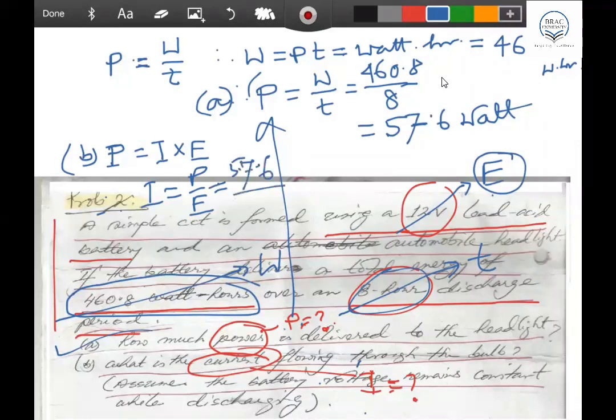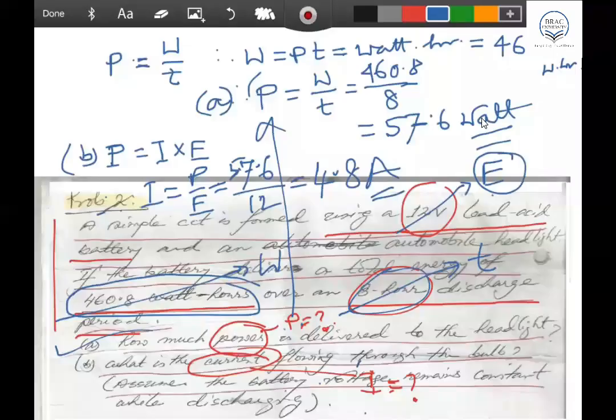57.6 divided by 12. What is the answer? 4.8, sir. What is the unit? Ampere. Remember, all of you, if you do not write the unit, 1 mark will be cut. If you do not write 2 units, 2 marks are cut. If the full marks is 5 and you do not write 5 units, you get 0. So be careful about it. Unit is very important. Everybody must write the unit.